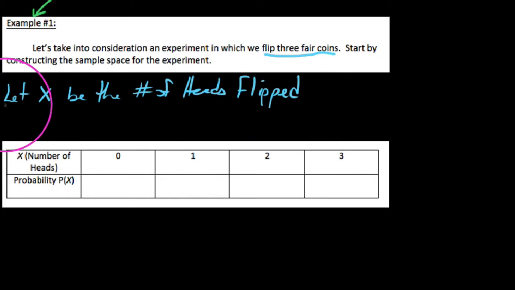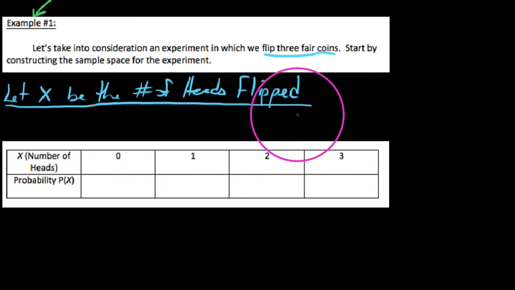Maybe what I want to know is this: how likely is it that I get a given number of heads in this experiment? So in order to explore this a little bit, we're going to construct the sample space for the experiment. That is, write out all possibilities for these three flips, these 3 coins.